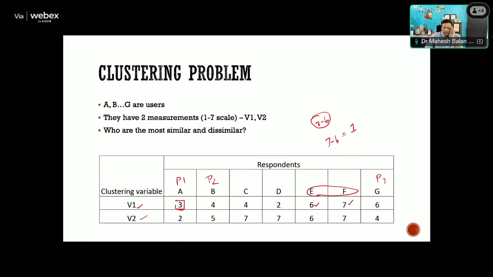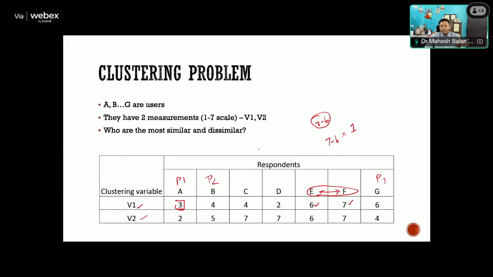So like this, subconsciously, we do something in our brain and figure out that E and F seem to be very close and A and F seem to be very far. That's how we interpret by looking at this table. We did this subconsciously because it's simple numbers. We are all experts in very simple arithmetic, subtraction and addition. Our brain did that subconsciously and told us that E and F are similar, and A and F are dissimilar.